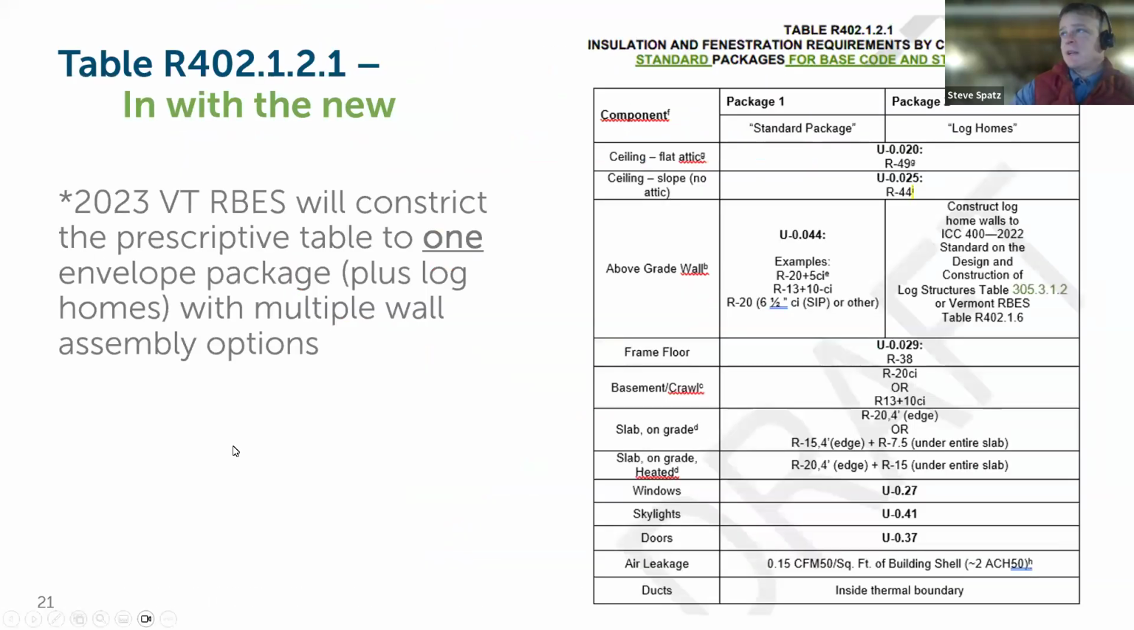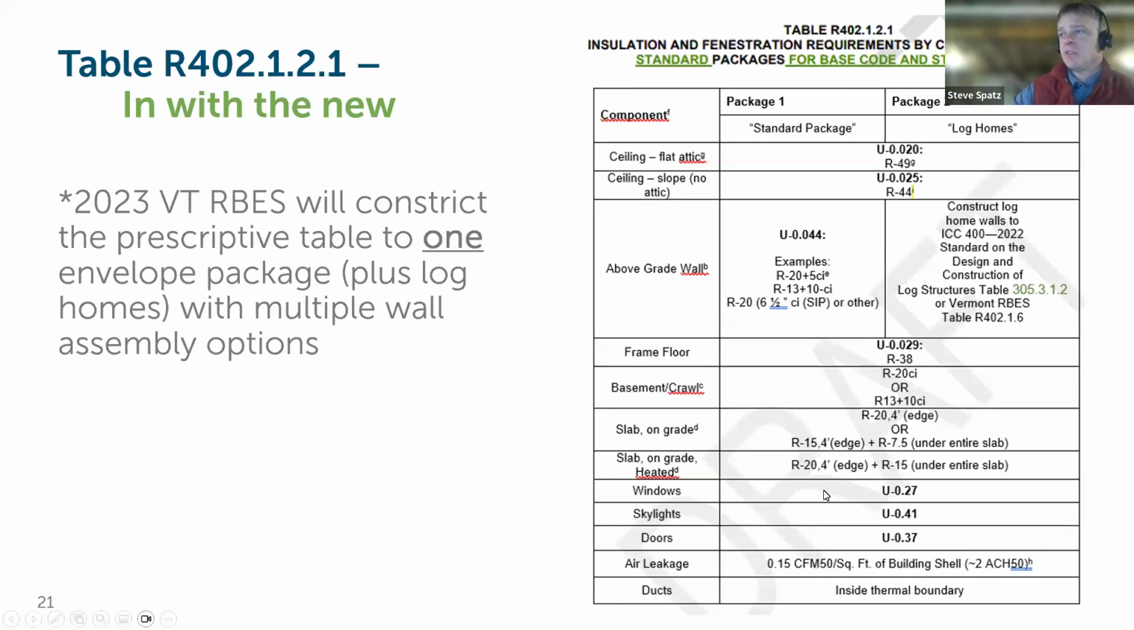These have been consolidated now into 2 different categories of a flat attic and slope, breaking it down into those 2 different assembly types. And essentially, for any sort of flat ceiling, you've got R49 as a minimum R value, and any sort of enclosed slope ceiling at an R44 for a minimum R value.